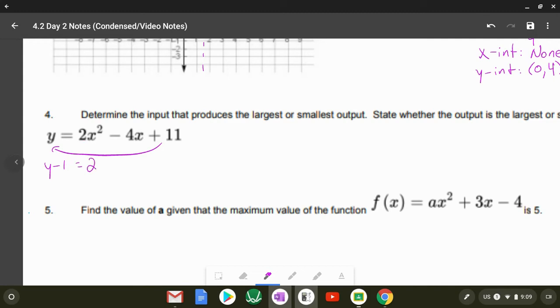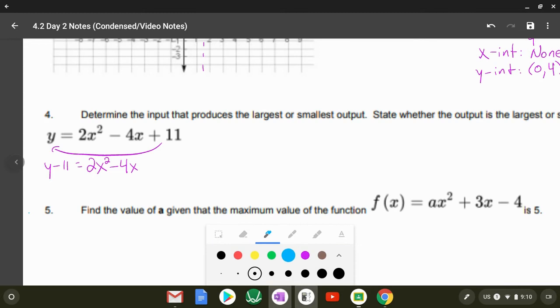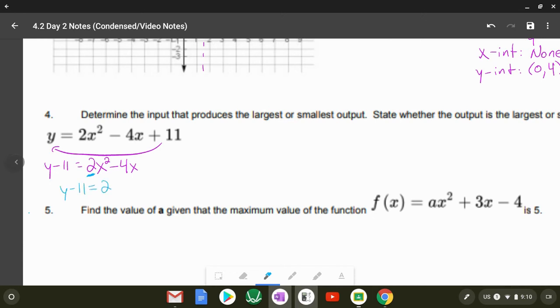Move over the 11. Because remember, if we're going to be completing the square, we have to use these parts with the x variable. So now the most important part is go ahead and factor out that 2 so that we have y minus 11 equals 2, and then x squared minus 2x. Do not forget to factor out that a value that you did on that second term.